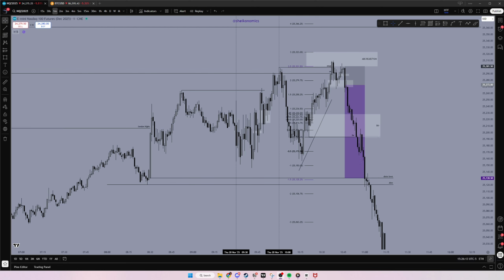I'm gonna go over the two trades I took today. First one was a loss, and then second one was a pretty big win. So I'm gonna go over the confluences, my draw on liquidity, and I'm gonna go over everything here.